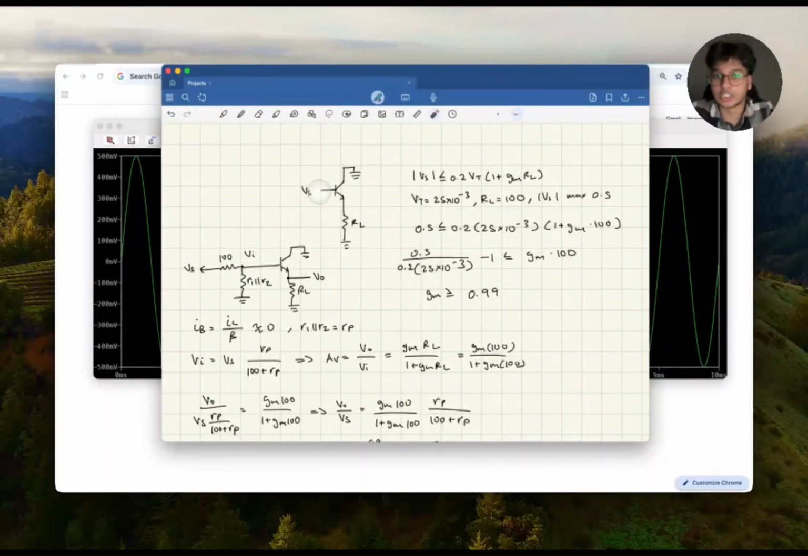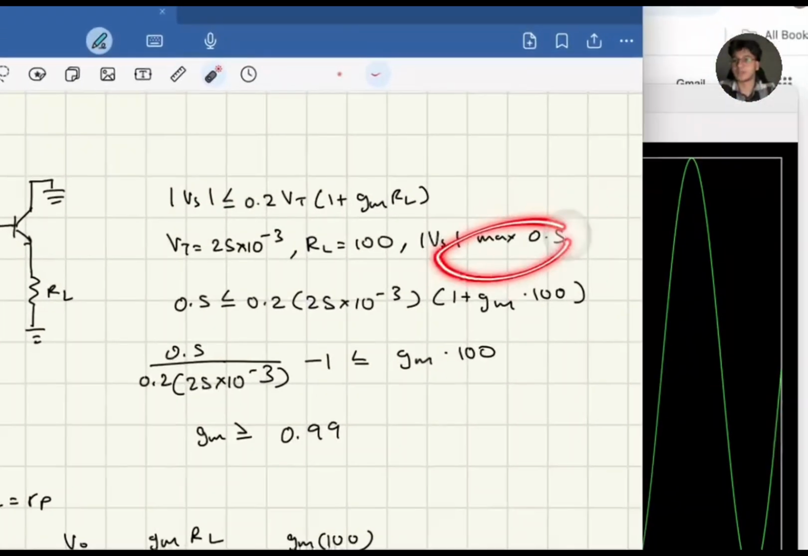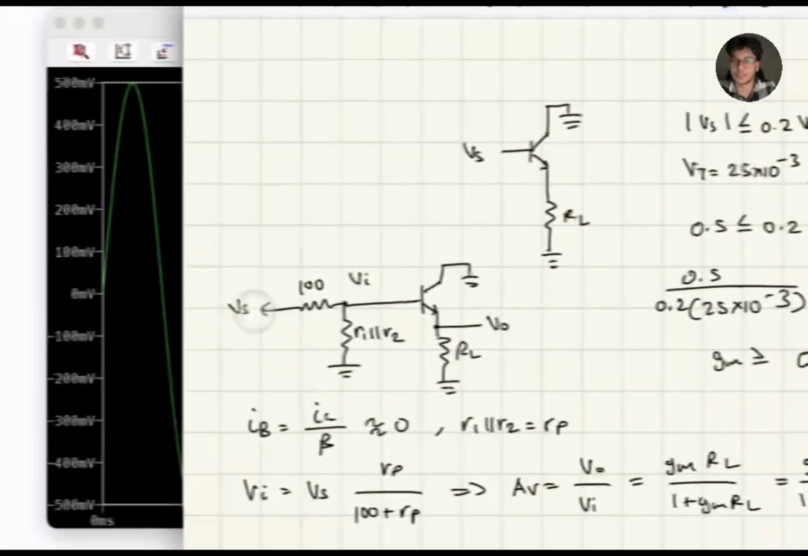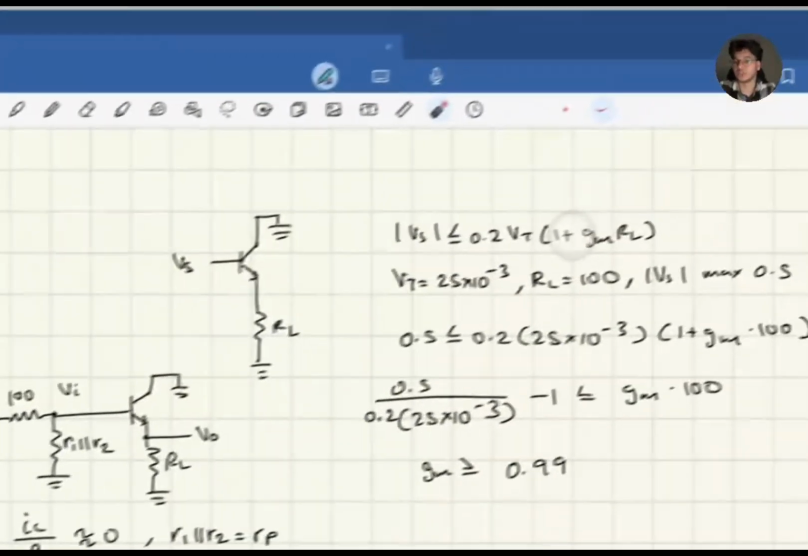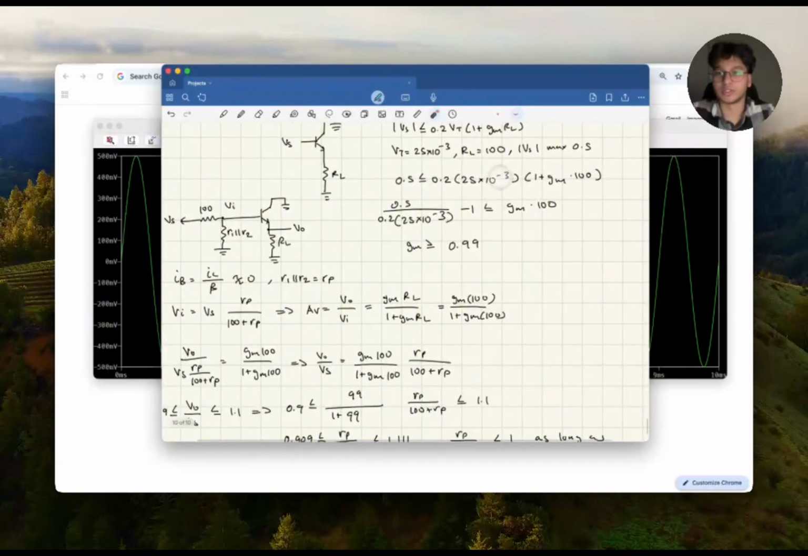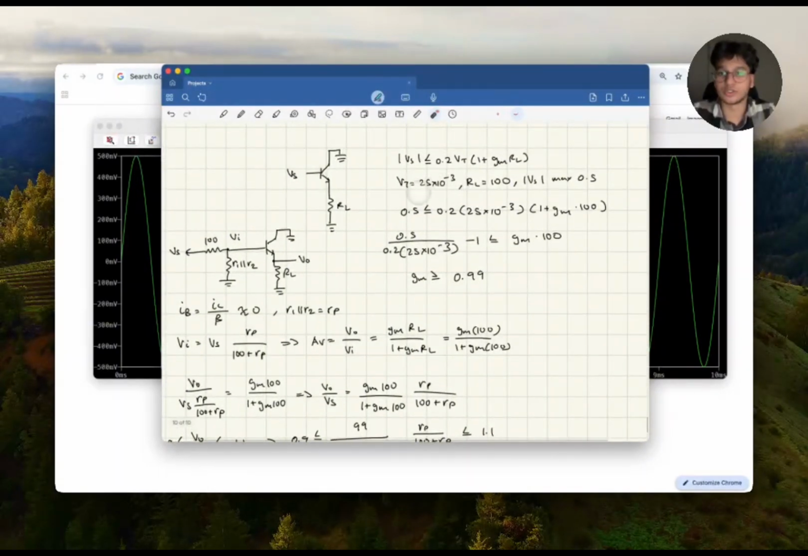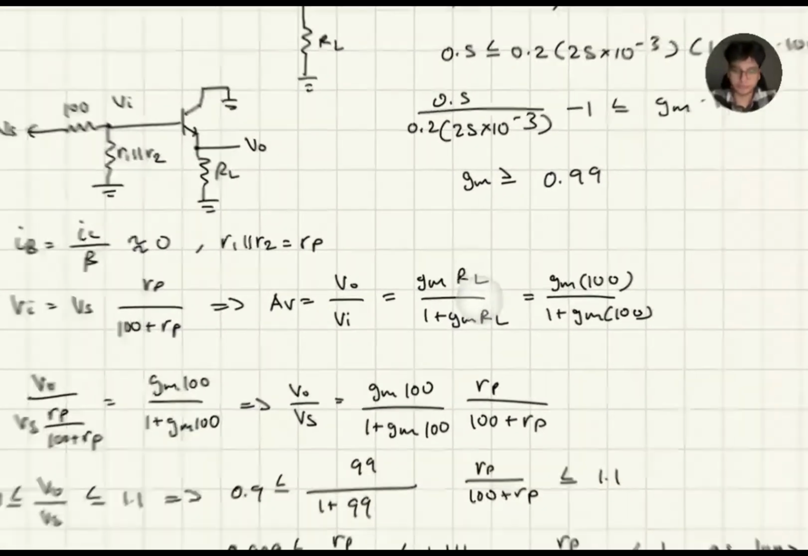Now, the highest the voltage at the base can have in terms of fluctuations is a max of 0.5, and that's just because of the voltage being fed in. Because of voltage division, it will actually have less than this, but it's just safer to use 0.5. So using that and substituting our relative values like the load resistance and the thermal voltage, we're able to get a transconductance of greater than or equal to 0.99.